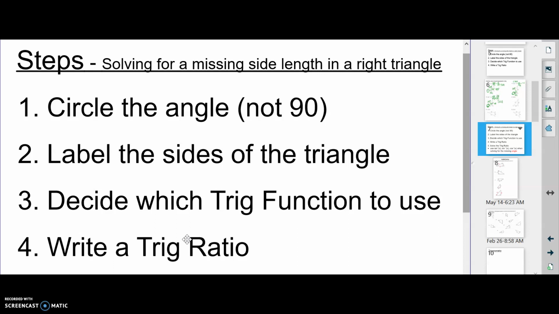So these were the steps that we learned from last time, when we are trying to write a trig ratio. Step 1, we circle the angle. Step 2, we label the sides based on that angle that we circled. Step 3, decide which trig function to use, and we use that mnemonic SOH CAH TOA. And then we write the trig function, okay?